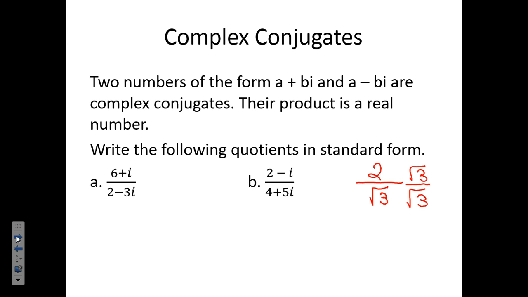Same process here, but we don't want to multiply by 2 minus 3i. We want to multiply by its conjugate. So what are we multiplying by? Yep, 2 plus 3i.